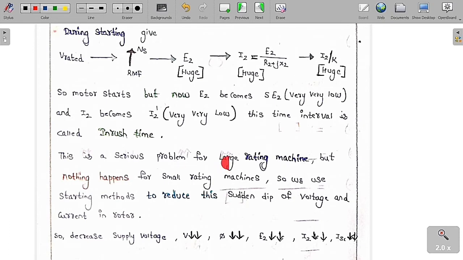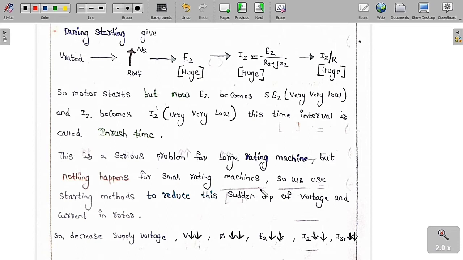This is a very serious problem for large rating machines, but nothing happens for small rating machines. So we have to use the starting methods to reduce this sudden dip of voltage and current in the rotor. By the starting methods, our basic agenda is to reduce this sudden dip of voltage and current in the rotor. So we have to decrease this time to a very low value.